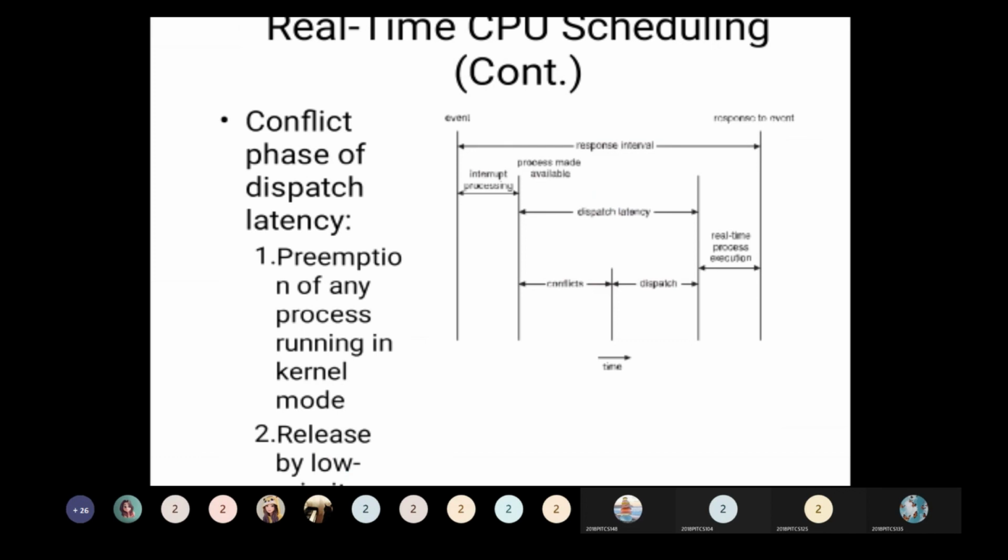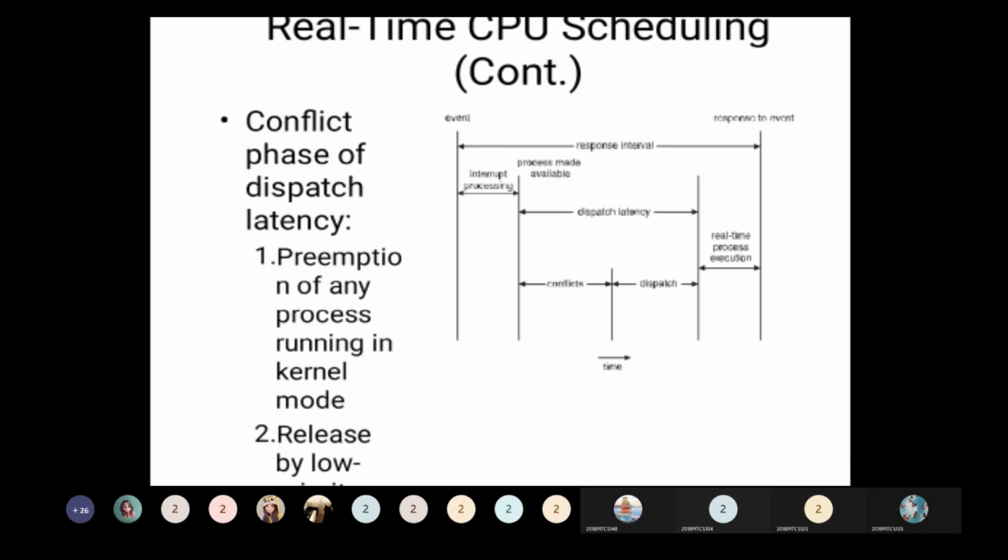The dispatch latency example diagram shows this. There is an occurrence of an event. When an event occurs, there should be some response to that event. In between this response time, the interrupt may be processing or some dispatch latency may be occurring, or maybe some conflict between various processes. Then maybe some real-time process execution takes place. All these should be taken care of during any event execution.